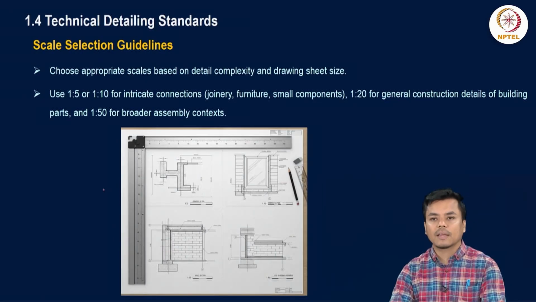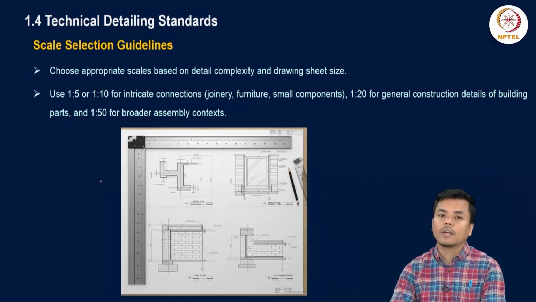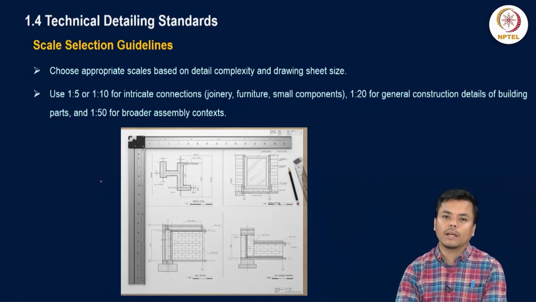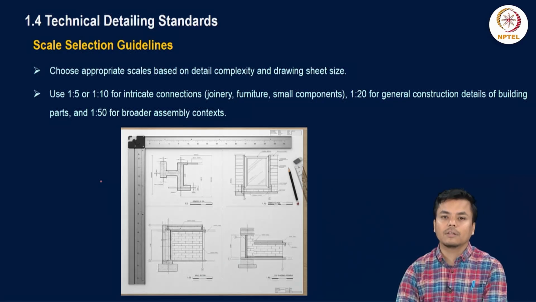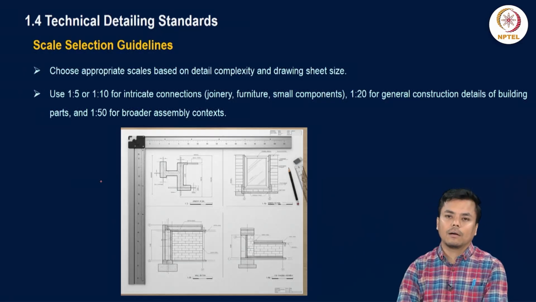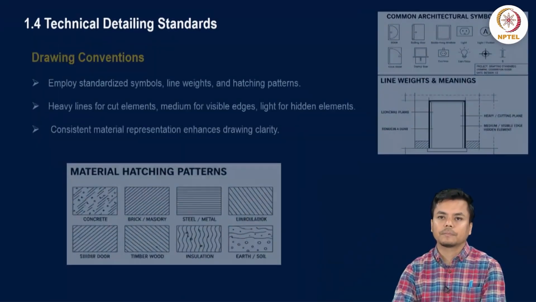Then scale also is an important part, because if you draw your working drawing or your detailed drawing at a scale of your floor plan like 1:50 or 1:100, then nothing is visible over there. So this is where you have to use a larger scale like 1:5, 1:10 in some cases, or maybe 1:20 to explain the connections or the construction process.